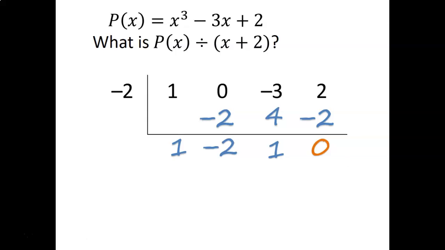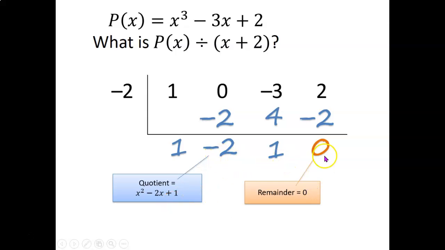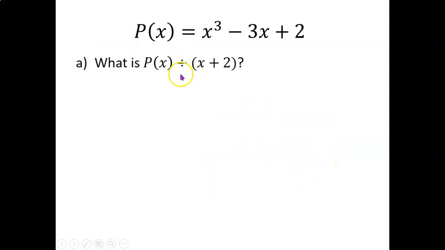So now can you see what we got for the quotient and the remainder? The quotient is 1x squared minus 2x plus 1. And the remainder is 0. So we've answered the first question. The quotient, what we get when we divide this polynomial by x plus 2, we get x squared minus 2x plus 1 with no remainder. The division came out even.